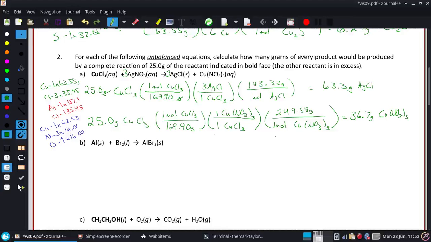Interesting dilemma. I don't know where I got this problem from, but that stuff doesn't exist. I don't think copper forms a positive 3 ion. All right. Oh, next one's nice.